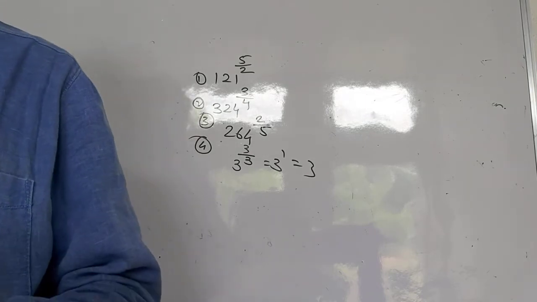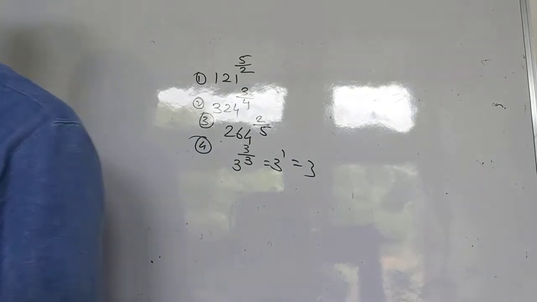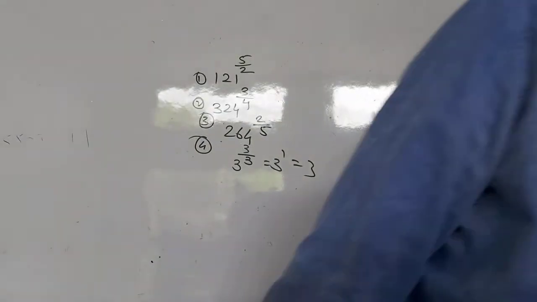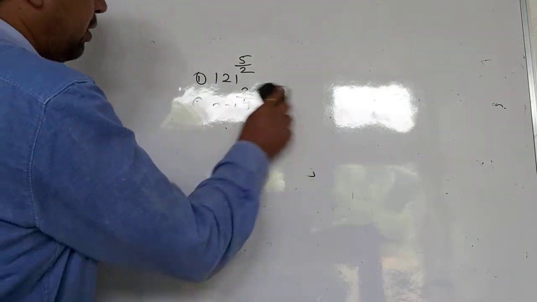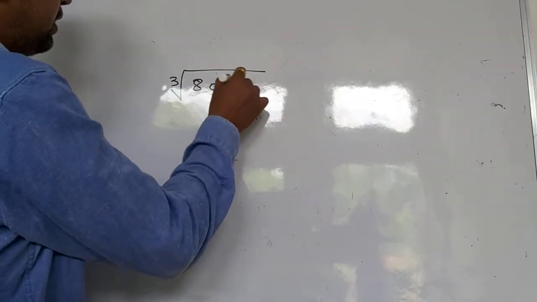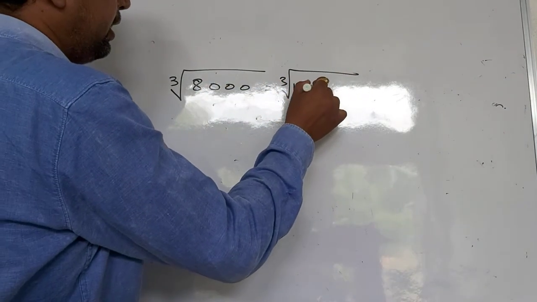Now we will take practice 3.3. In that, the first question is: find the cube roots of the following numbers. For this, one method is there, I will show. Find the factors. Here they have given first one, cube root of 8000. So you can make it in this way.